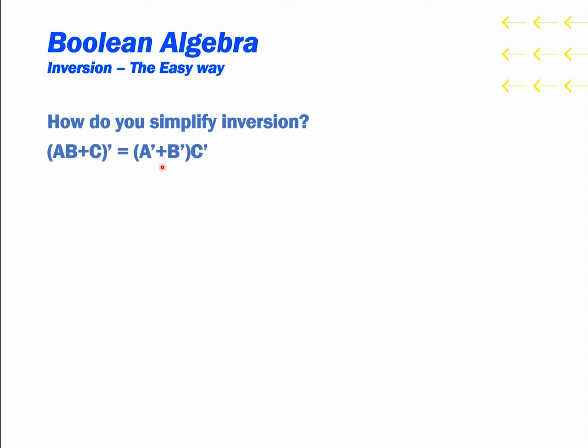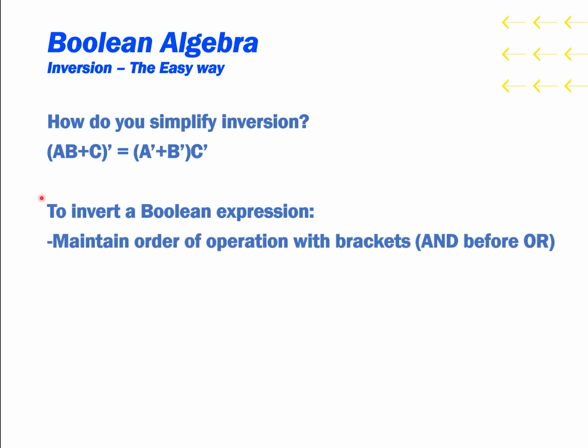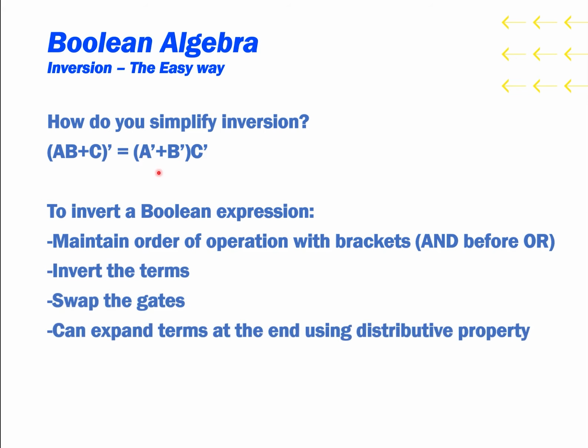Looking at our question and answer side by side, I hope it will be clear what inversion does to a function. Notice that all of the terms are now inverted, and that the AND gate is now replaced with an OR, while the OR is replaced with an AND. So to invert a Boolean expression, maintain the order of operations with brackets. The AND operation is performed before the OR, so in the inverted function we put brackets around the A and B to perform the OR first. Invert the terms and swap the gates, and then you can expand at the end using the distributive property.